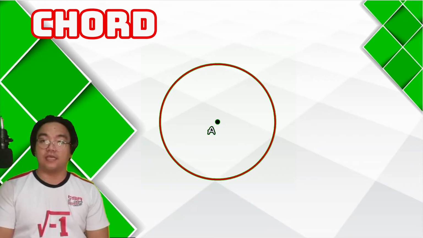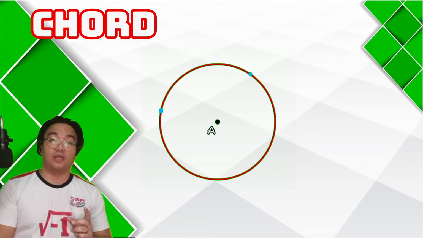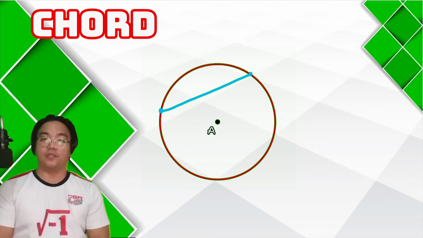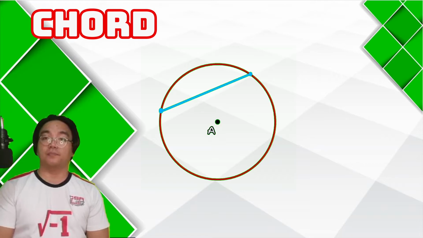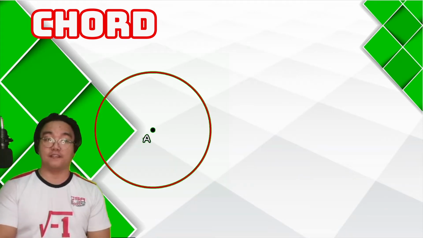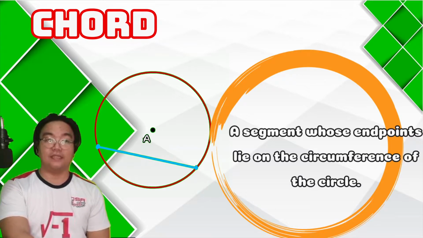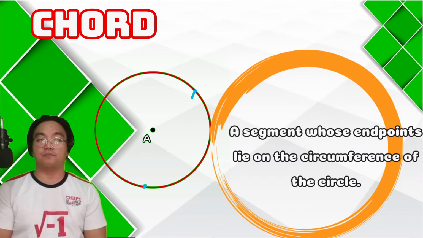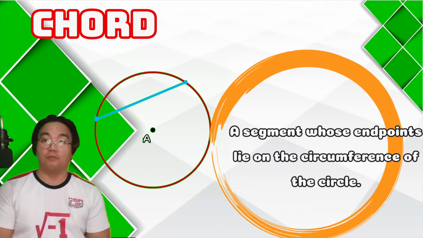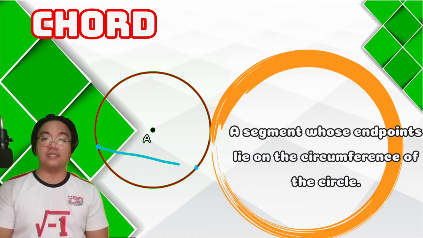If we draw a segment from one point on the circle connected to the other point on the same circle, we call that part the chord of the circle. It is defined as a segment whose endpoints both lie on the circle. More generally, a chord is a line segment joining 2 points on any curve.